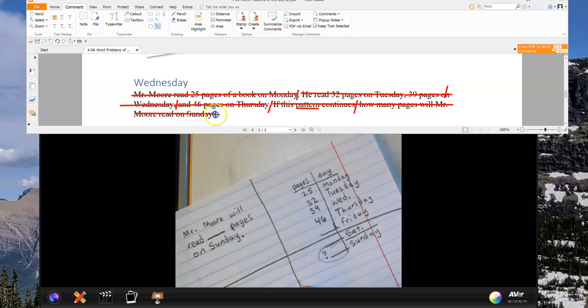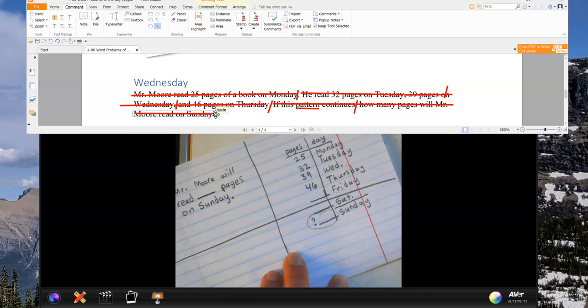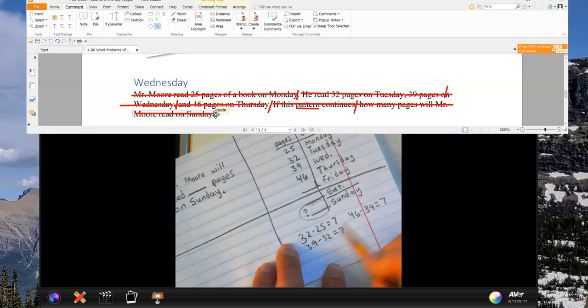We're now just trying to see what we could do for an expression. I'm going to look at the pattern. So I go 25, 32, 39, 46. I kind of see a pattern, and I'm going to test it out here. 32 take away 25 is going to equal 7. And 39 take away 32 is 7. And yep, 46 minus 39 is equal to 7. So I can see that my pattern is going to be plus 7. It's the number I had previously plus 7.